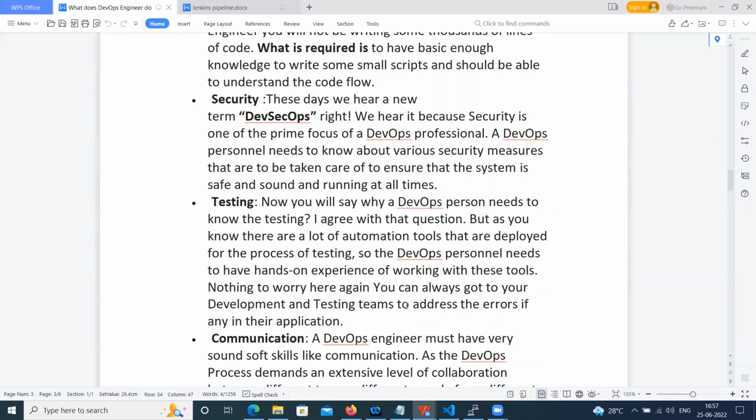For example, the testing team is using Selenium, JMeter, or any other tools, and they want to automate their test cases using Jenkins. So you should have knowledge about how to integrate Selenium with Jenkins, and how to integrate JUnit testing with Jenkins. But if there is an error in their testing, the testing team will solve it. You should have knowledge about how to integrate and what configuration we have to add, if you want to integrate any testing tool into the DevOps tools.